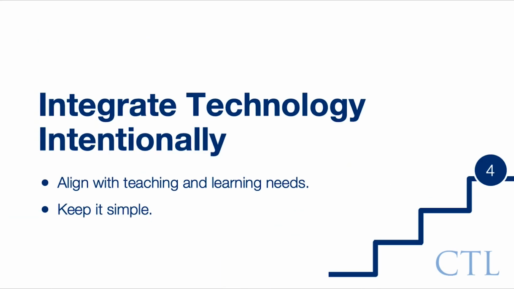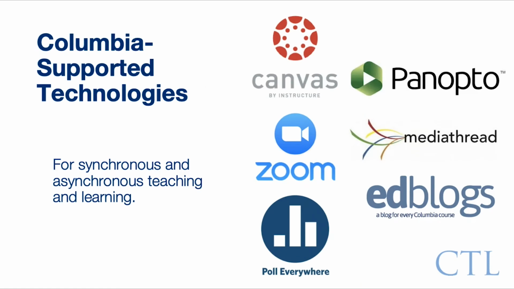Integrating technology intentionally. Step 4 involves selecting technology that aligns with teaching and learning needs. For your and your students' sake, we recommend keeping the technology simple. Using too many tools and features, especially those unfamiliar to students, can be confusing, detracting from learning, and lead to student disengagement. Consider the Columbia-supported technologies to use for synchronous and asynchronous teaching and learning, Courseworks being the hub for your hybrid or online course.